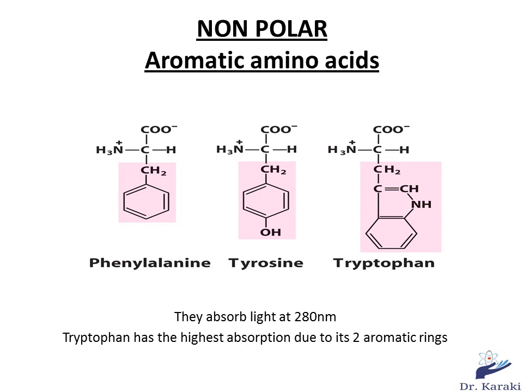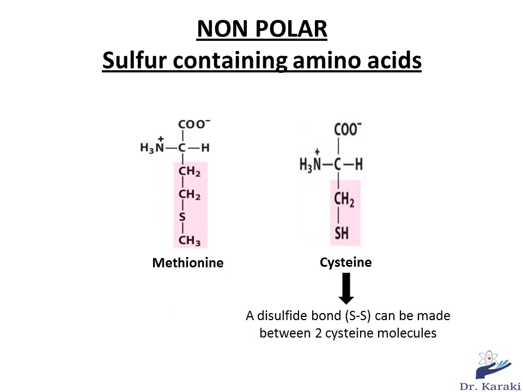Now for the aromatic non-polar amino acids, we have phenylalanine, tyrosine, and tryptophan. These amino acids absorb light at 280 nanometers, and tryptophan has the highest absorption due to its 2 aromatic rings. The third group of non-polar amino acids are the ones containing a sulfur atom, such as methionine and cysteine. Methionine has a methyl thioether group in its side chain, whereas cysteine has a thiol group.